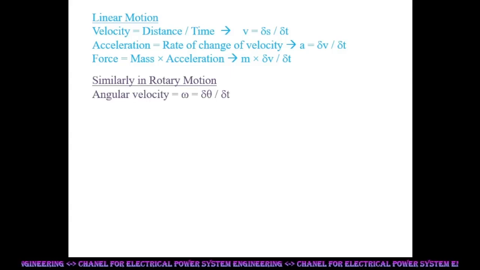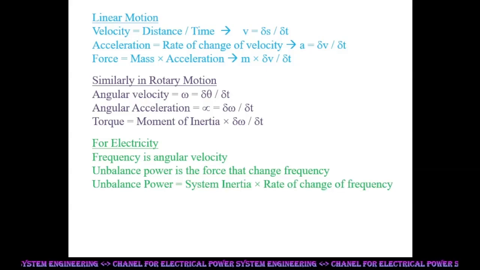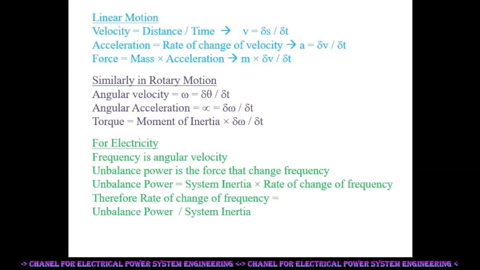Similarly, in rotary motion, angular velocity is equal to angle divided by time, means omega is equal to delta theta by delta t. Angular acceleration is equal to rate of change of angular velocity, means alpha is equal to delta omega by delta t. Torque is equal to moment of inertia times angular acceleration, means T is equal to I times delta omega by delta t. Similarly in electricity, frequency is angular velocity.